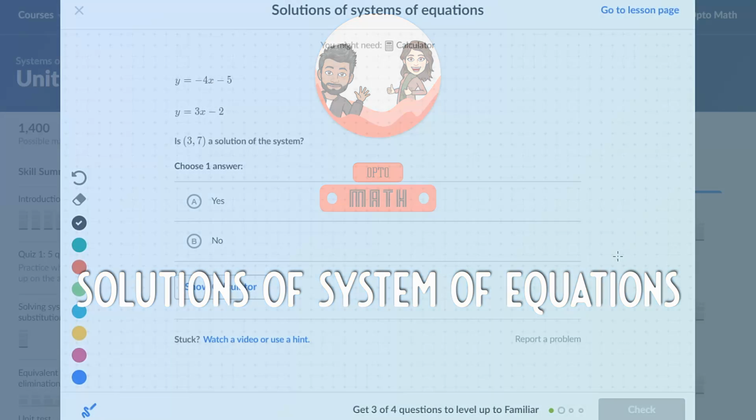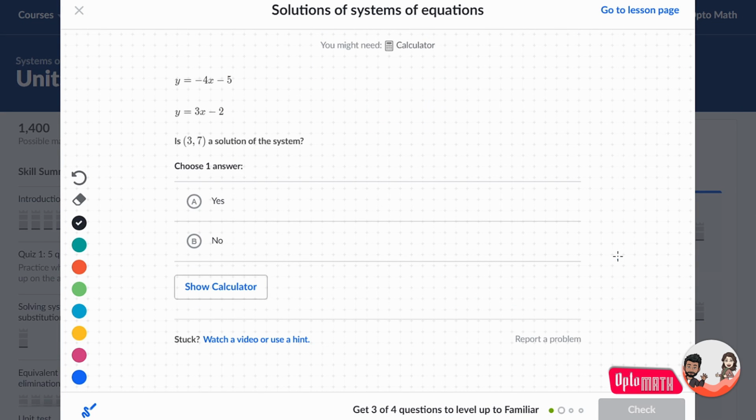Let's go. All right, so we're looking at solutions of systems of equations. We've got two things to discuss. One, what's a system of equations and how does it work? And two, what's a solution and how does it work? We've got two of those things in this problem. The fact that it gives us a solution gives us more options on how to solve it.